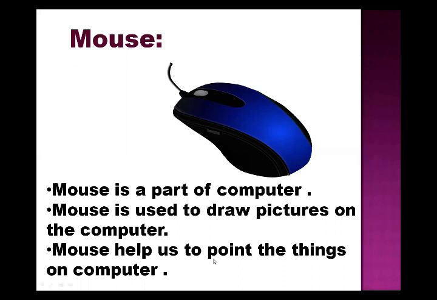Mouse helps us to point at things on the computer. As you can see, the pointer on your screen moves with the mouse. This is also pointed through the mouse. That's why we also call mouse a pointing device.